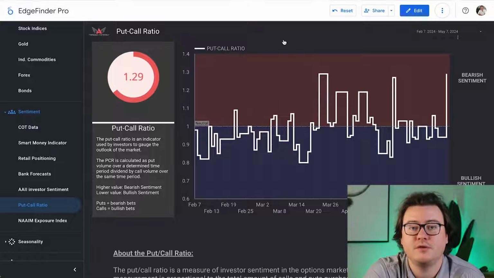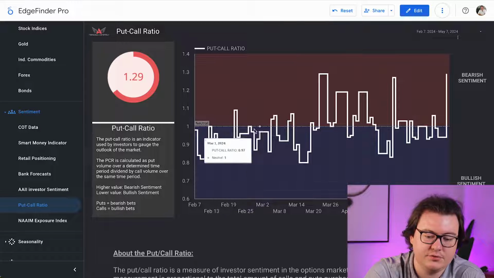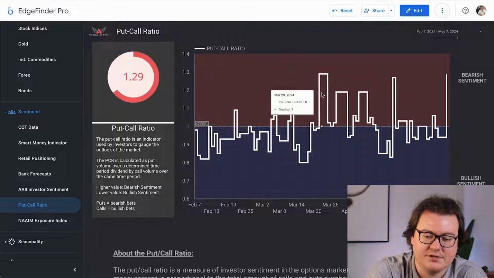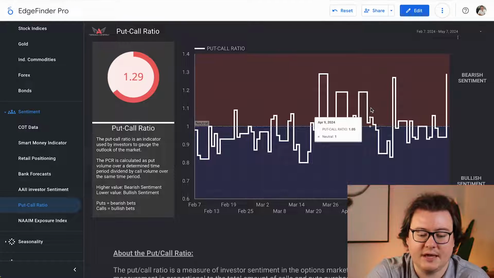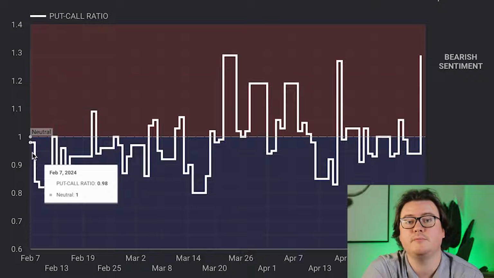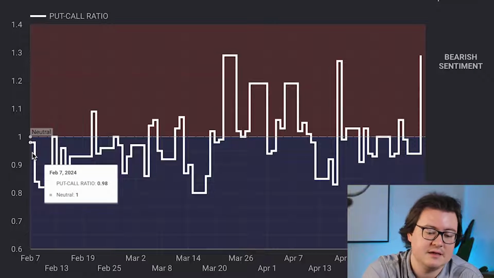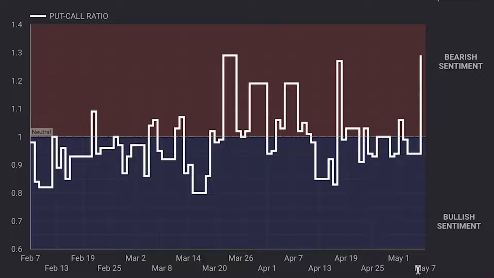Now, there's two main ways to use the put-call ratio. One is to look for extended periods of time where this white line is either in the blue bullish sentiment section or the bearish sentiment section. And we actually have two good examples here with the data that we have. So we can see all the way back to February 7th, we have about 3 months worth of data here. We can see February 7th all the way up to present day, which is May 7th today.